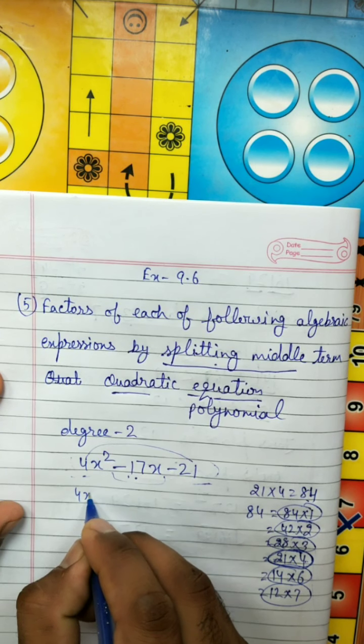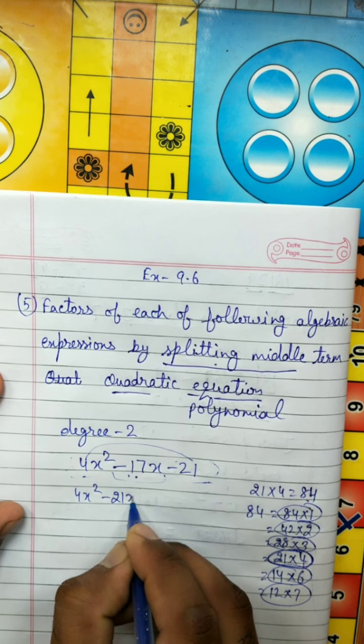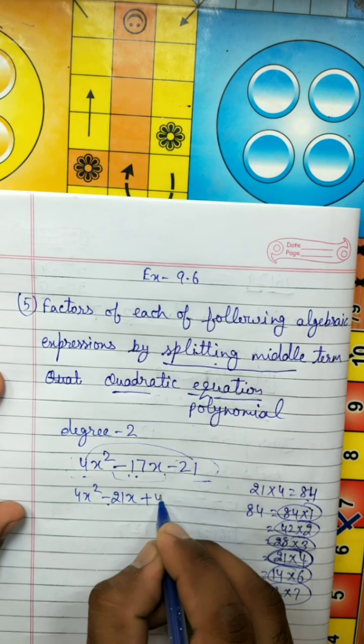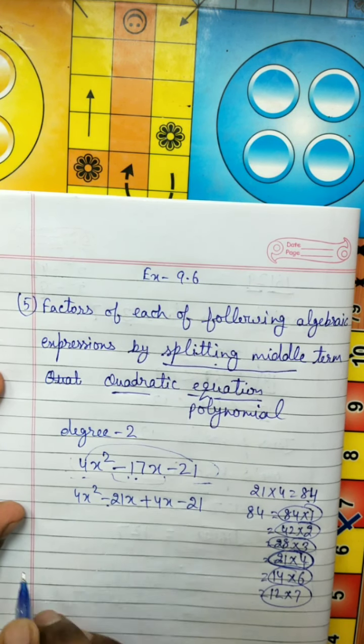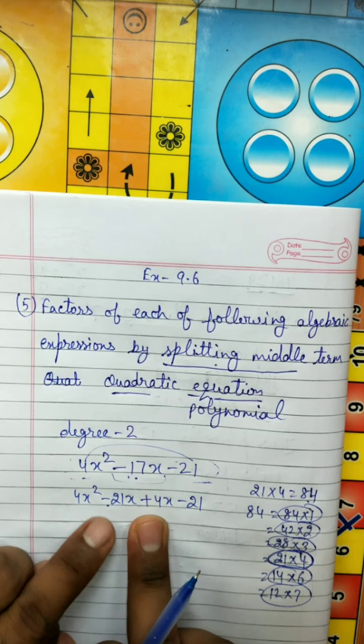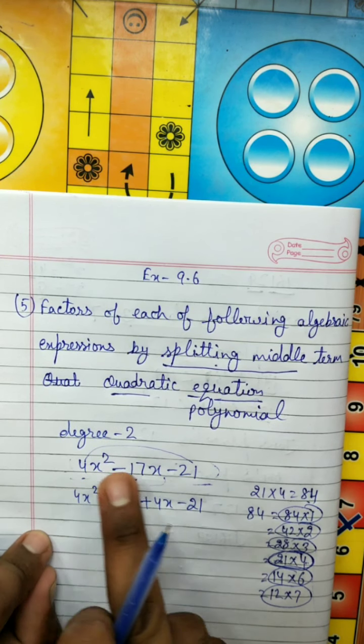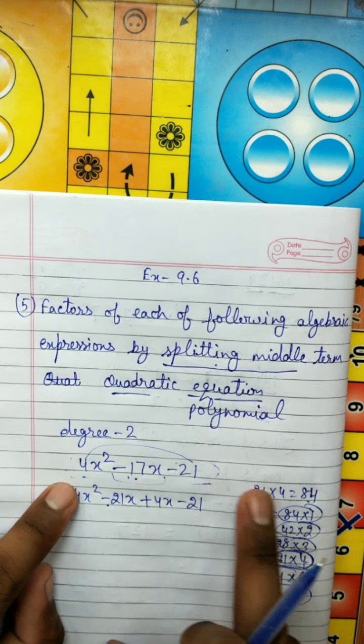So it means if I take 21x as negative and 4x as positive, it will give 21 into 4, 84, minus into plus is minus, because 4 into minus 21, that is minus 84.